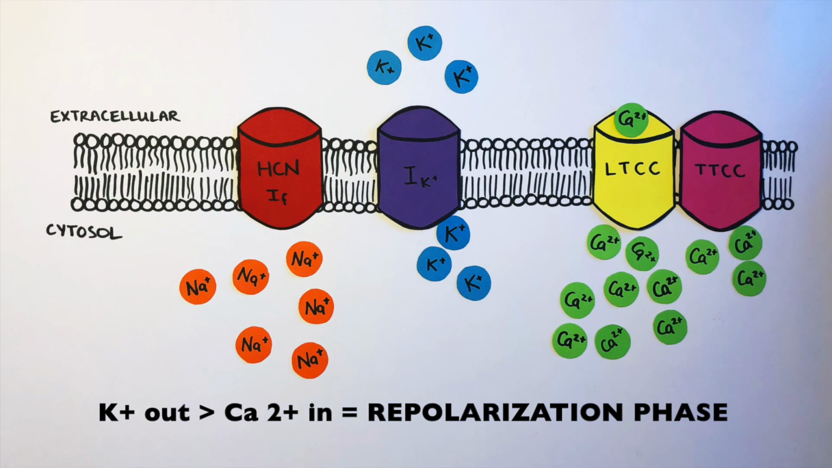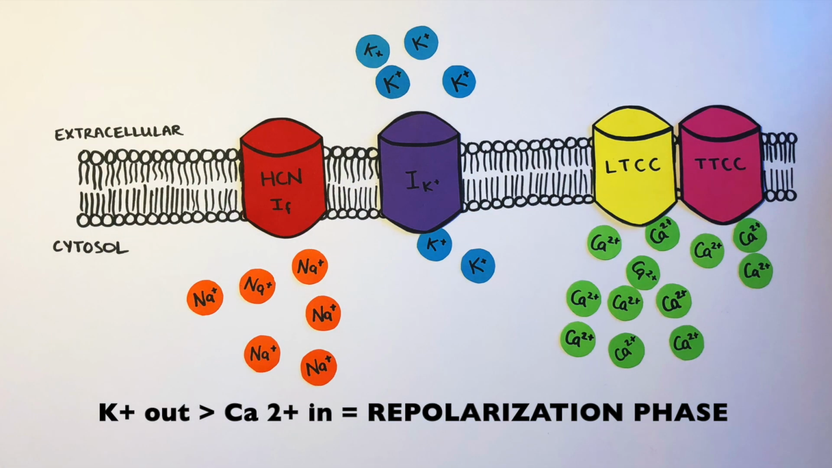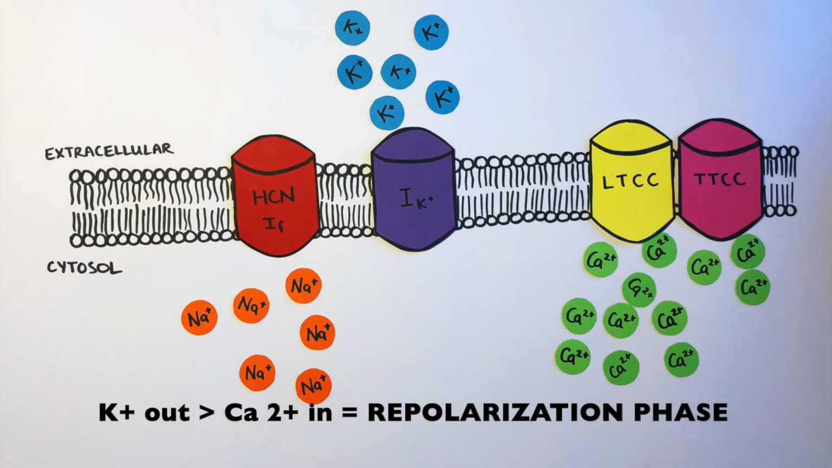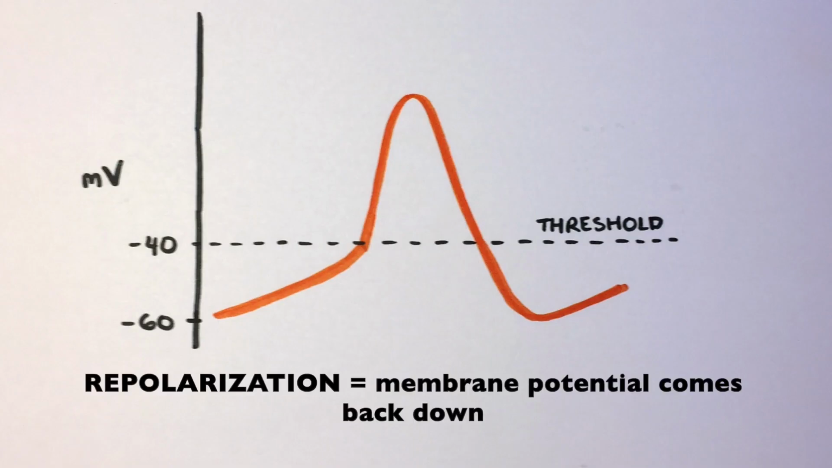Later on, the calcium current starts to decrease while a high level of potassium is still leaving the cell. This leads to a repolarization phase and brings the membrane potential back down to -60 millivolts.